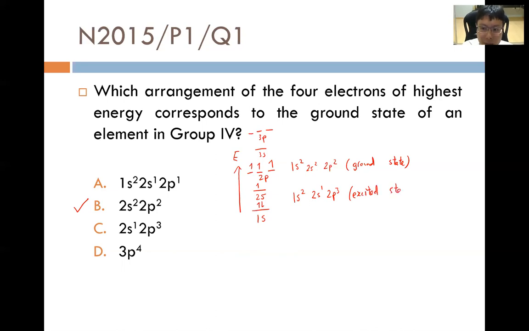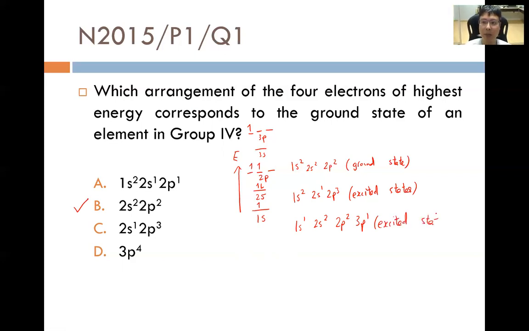There are infinite numbers of possibilities of excited states because we are able to promote electrons from the lowest energy orbital to the different types of orbitals. So for example, if I choose not to promote the electron from the 2s orbital, but I choose to promote an electron from the 1s orbital into the 3p orbital, this will also give me an electronic configuration of an excited state. So this 1s1, 2s2, 2p2, and 3p1, this would also be an excited state.